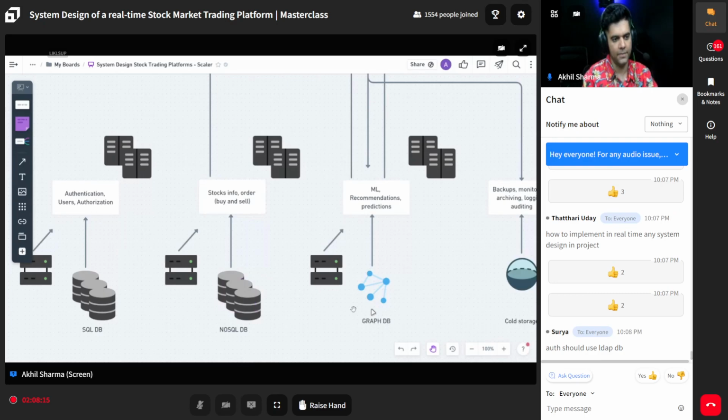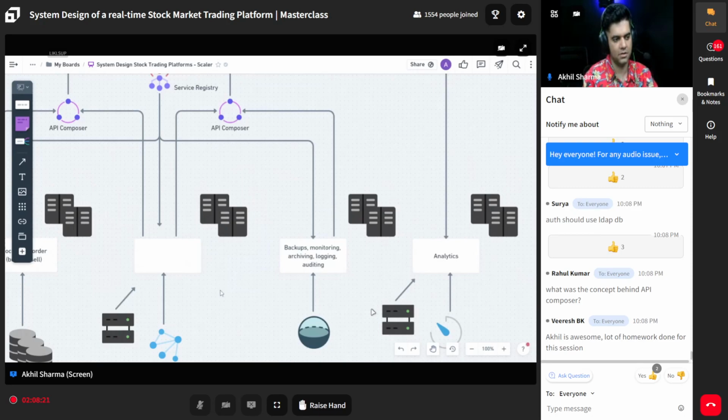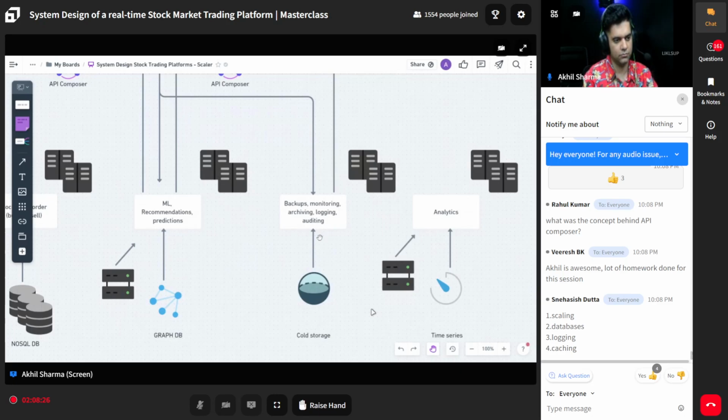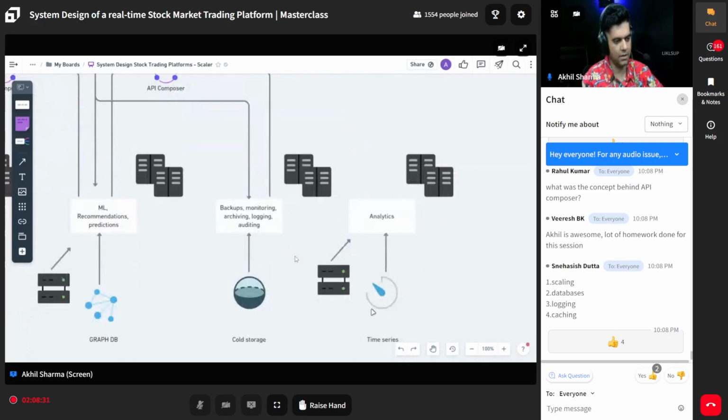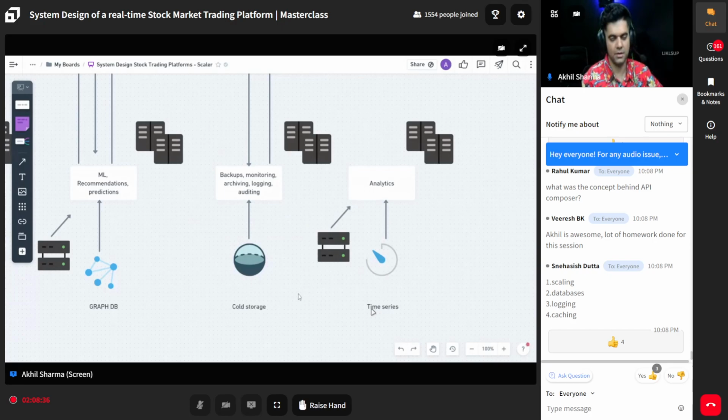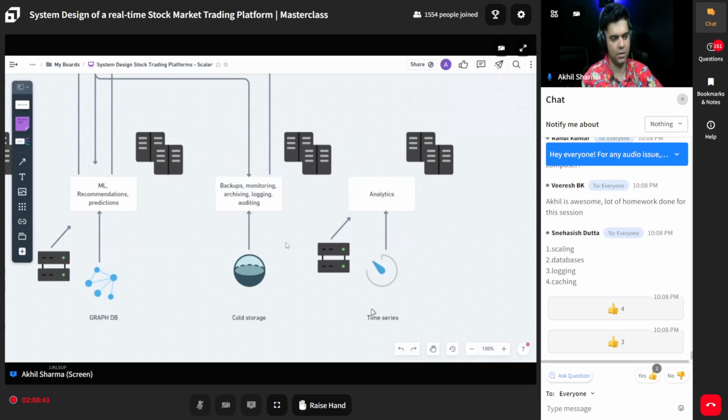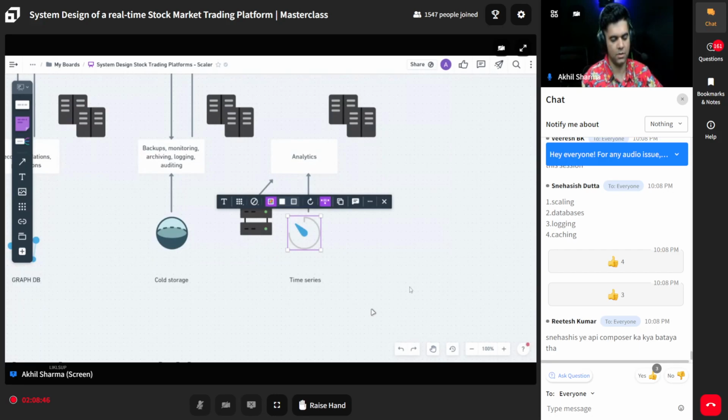Then you have a graph database, which I can use really well to create recommendations and predictions through the cache and a graph database. Then you have cold storage. Cold storage is basically a huge cold archive database where you can store information for backups, monitoring, archiving, logging, and auditing. And then you have an analytics engine, where you use a time series database and analytics, and this is how you basically create a system design.